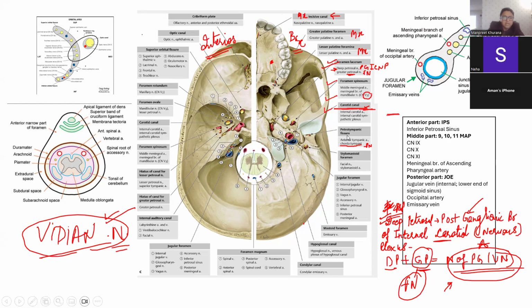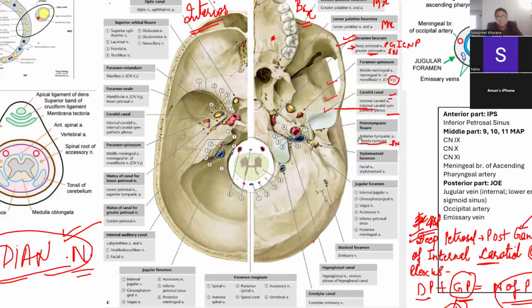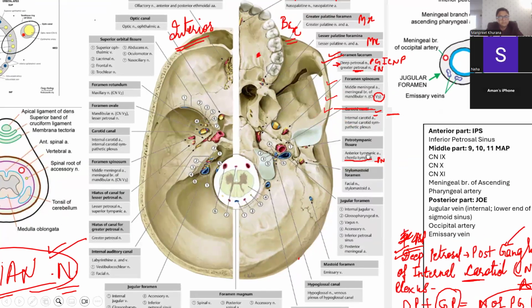Can you tell me, Neha, chorda tympani is a branch of the facial nerve. That nerve supplies the tongue. Very nice. Which part of the tongue? Remember, the tongue has three sections: anterior two-thirds, posterior one-third, and posterior most. The anterior two-thirds has the mandibular nerve and facial nerve. The posterior one-third has the glossopharyngeal, and the posterior most has the vagus.